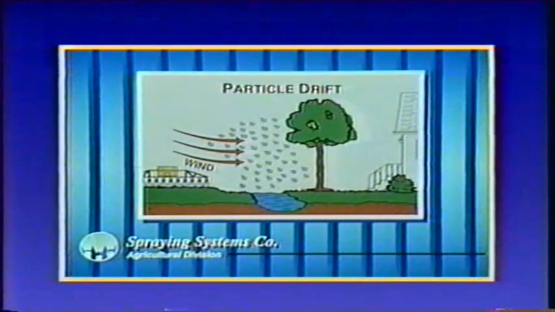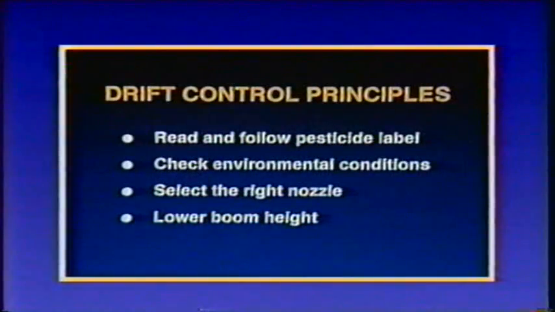Particle drift occurs when the wind scatters spray droplets off the application site to neighboring areas. This action is similar to leaves blowing from one yard to the next. Just like the scattered leaves, pesticide spray particles move with the wind. Unlike vapor drift, an applicator can control particle drift by following these important guidelines. Read and follow directions on the pesticide label. Check to ensure environmental conditions prior to and during spraying. Select the right nozzle for a particular application. Operate the boom as low as practical.